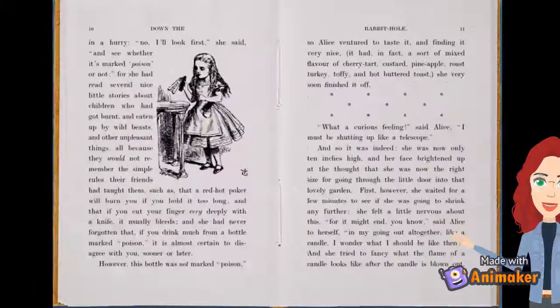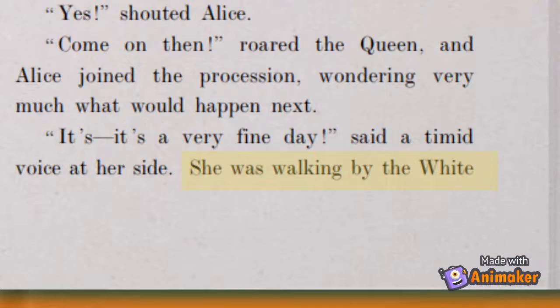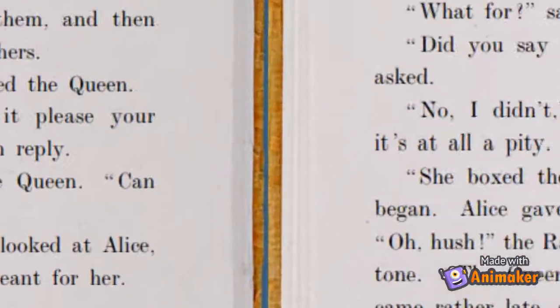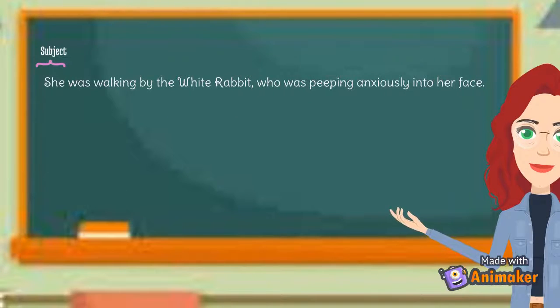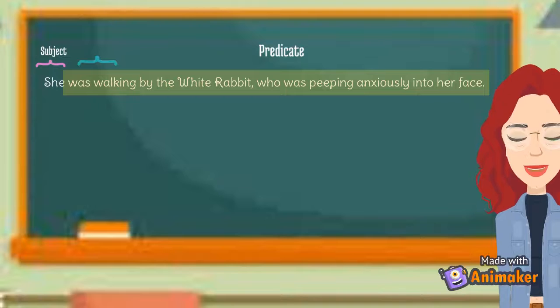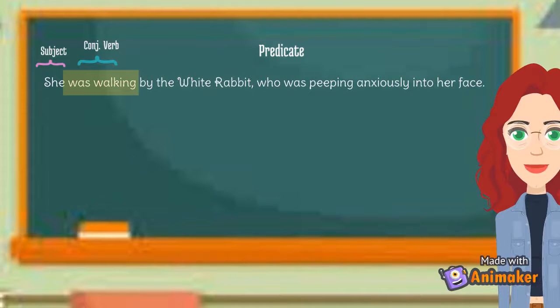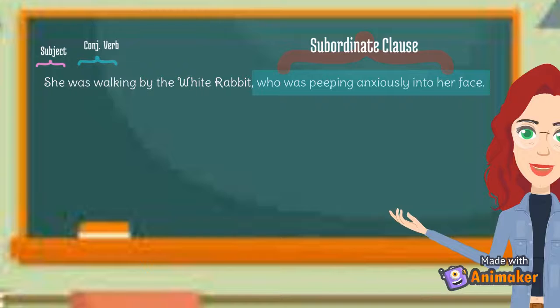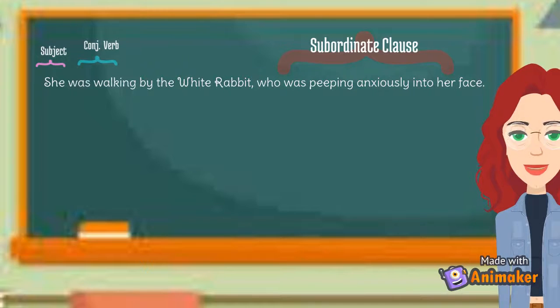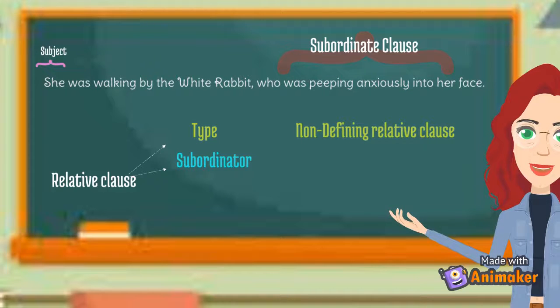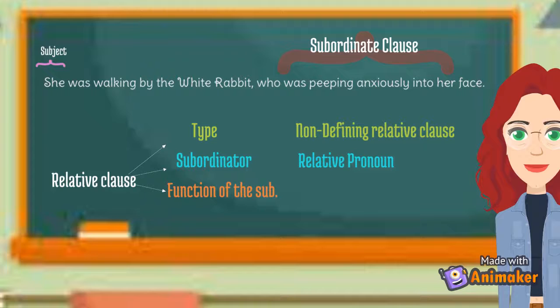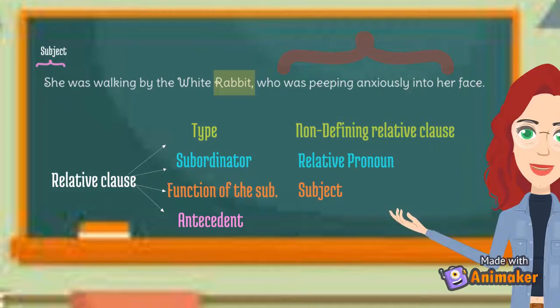Let's analyze the next sentence on pages 119 and 120. In this complex sentence, she was walking by the white rabbit who was peeping anxiously into her face. We find the subject and the predicate. In the predicate, the main verb or conjugated verb is was walking, and the subordinate clause who was peeping anxiously into her face corresponds to a non-defining relative clause, whose subordinator is a relative pronoun with the function of a subject, and the antecedent corresponds to a personified animal, a rabbit.